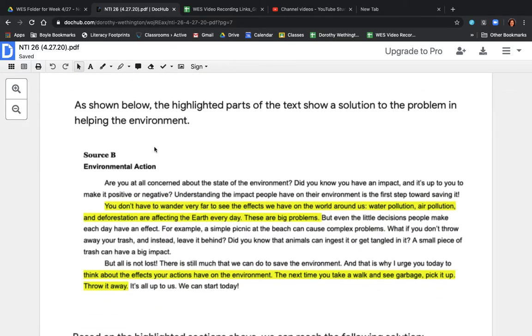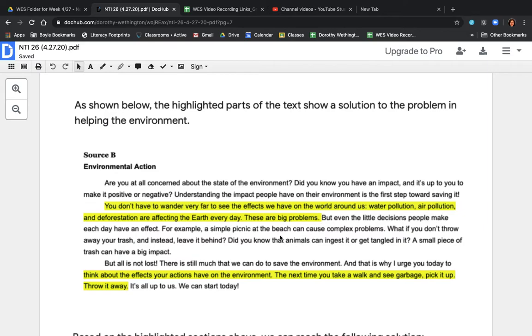As shown below, the highlighted parts of the text show a solution to the problem in helping the environment. Source B, environmental action. Are you at all concerned about the state of the environment? Did you know you have an impact, and it's up to you to make it positive or negative? Understanding the impact people have on their environment is the first step toward saving it. You don't have to wander very far to see the effects we have on the world around us. Water pollution, air pollution, and deforestation are affecting the earth every day.